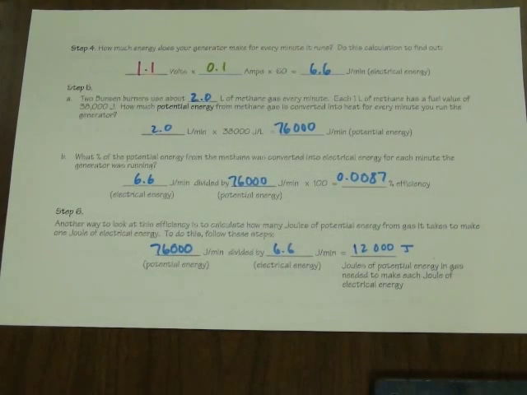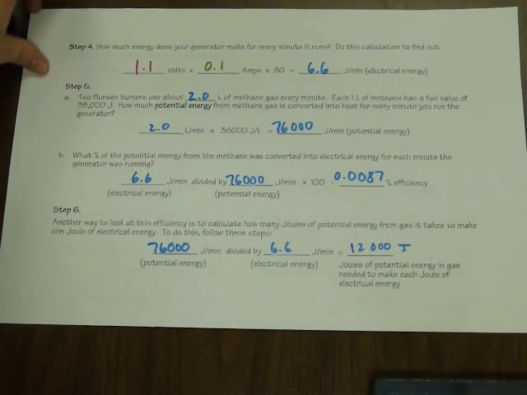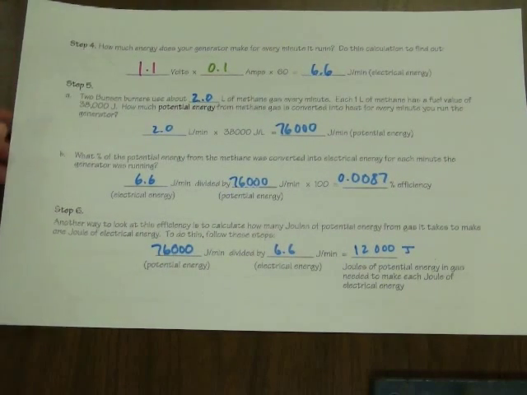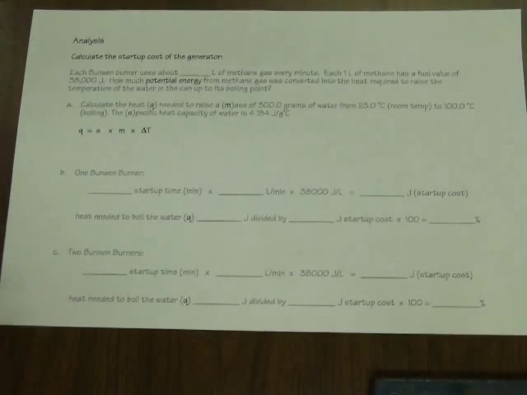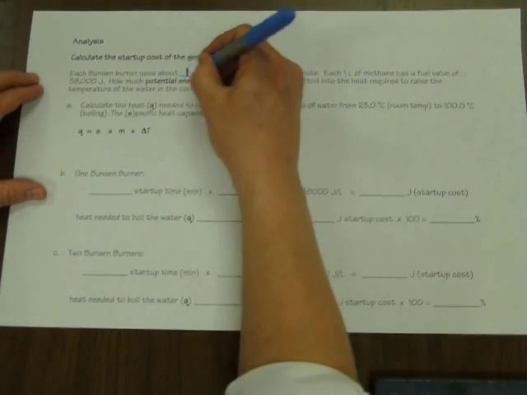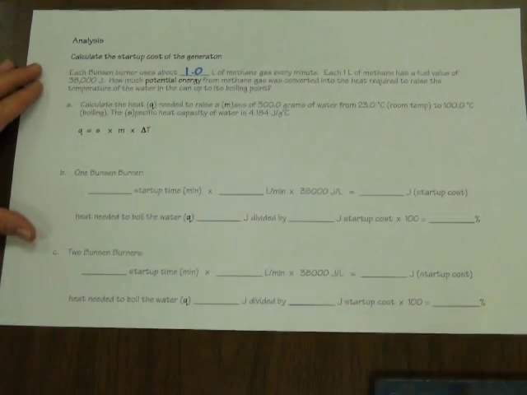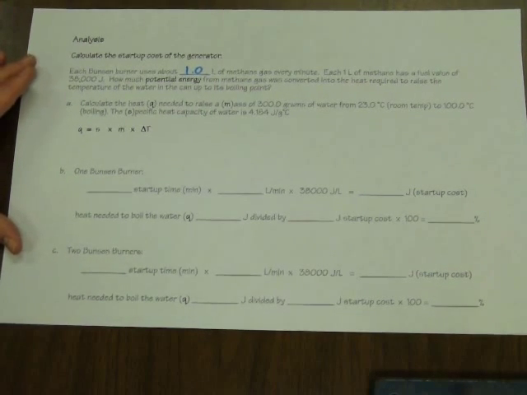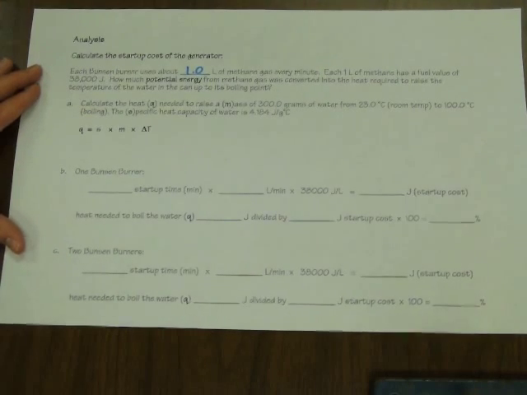So there's another aspect that we want to look at, and that's the startup cost. How much energy do we have to put in just to get this thing running? So here's where we're going to use our time data. Each Bunsen burner again uses about 1 liter of methane gas for every minute that it burns. And so we'll calculate how much energy it takes to actually heat up the water to boiling point, and then we'll look and see in the time that it took to boil the water how much energy was used.